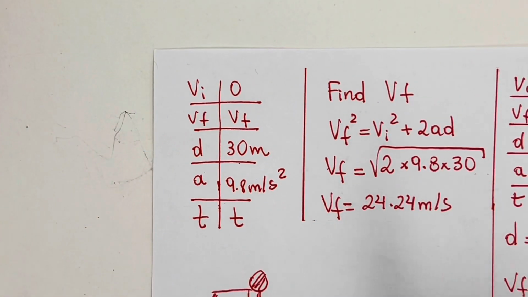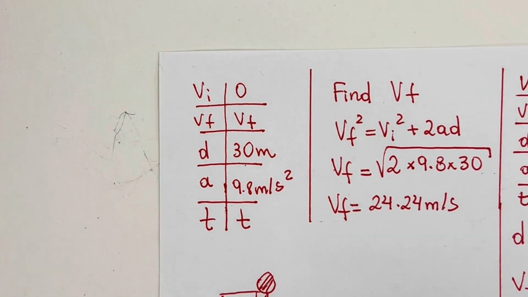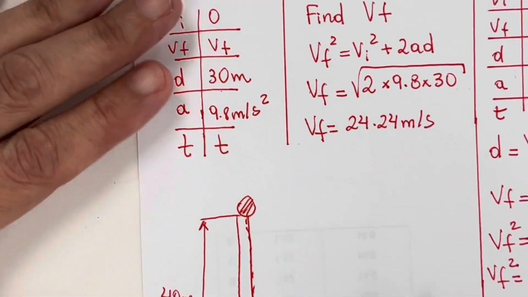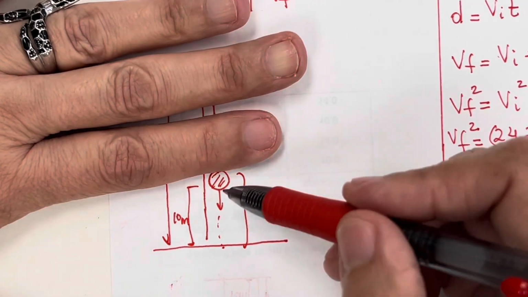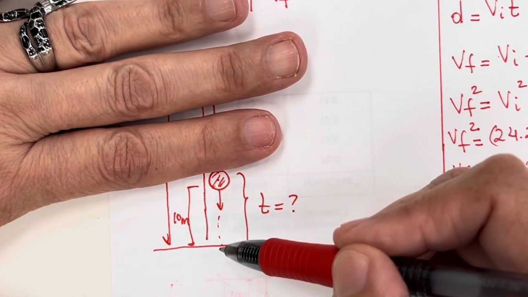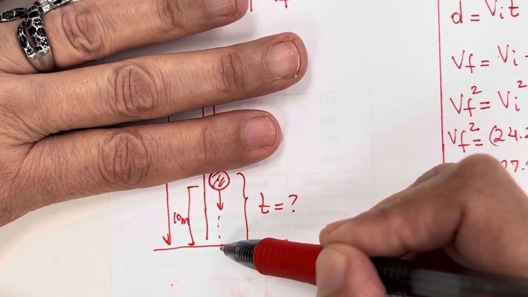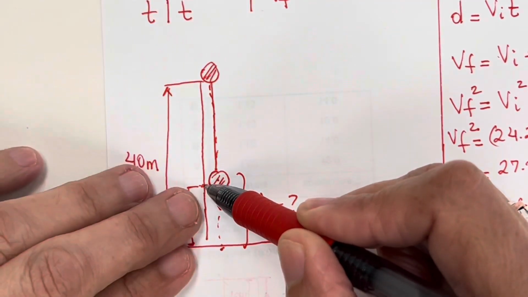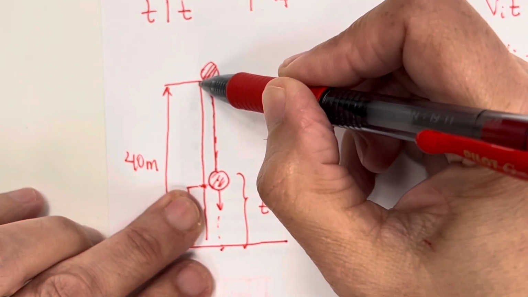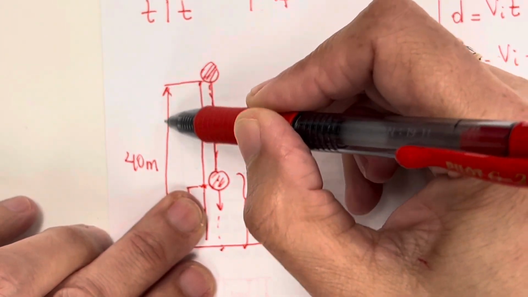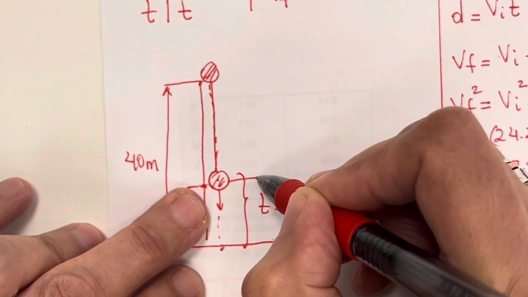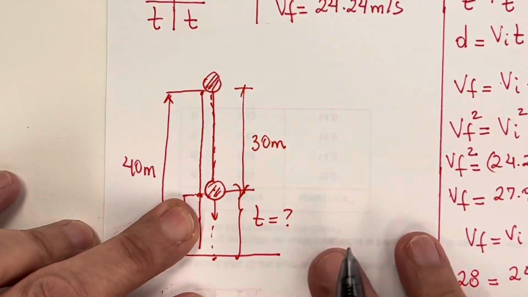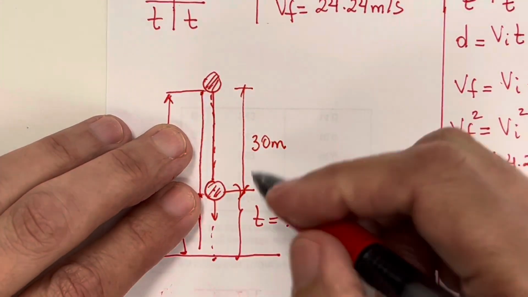There are two ways to solve this problem. I'm going to show you the first one. So this is the data table. I'm going to look just at where the ball is, to the ground. So to do that, I need to know the velocity right here after leaving this tower. So I know this is 40 and this is 10, so this distance is 30 meters. So I want to know the velocity of the ball right here.